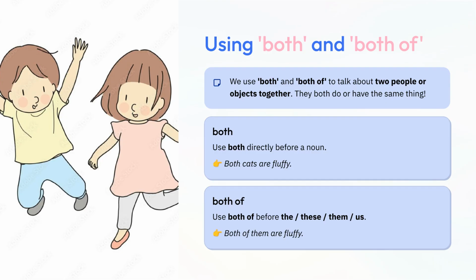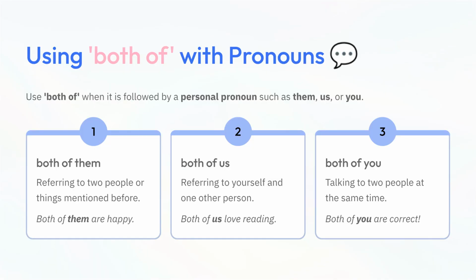We use both and both of to talk about two people or objects together when they both do or have the same thing. Use both directly before a noun, like in, both cats are fluffy. Use both of before words like the, these, them, or us, like in, both of them are fluffy. Let's check out using both of with pronouns. Always use both of when it is followed by a personal pronoun, such as them, us, or you.